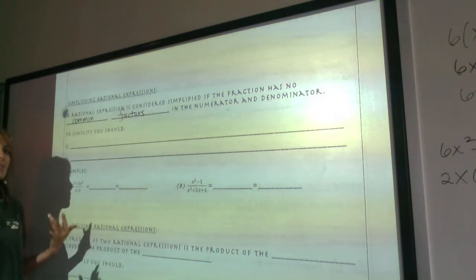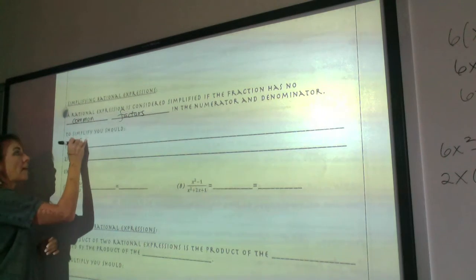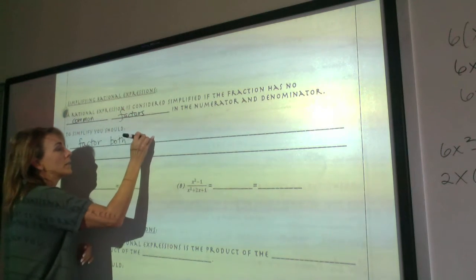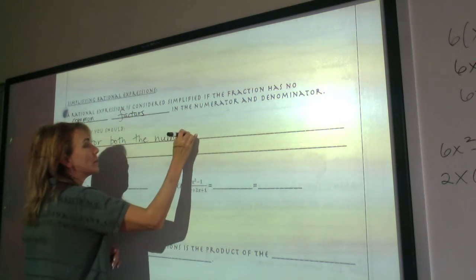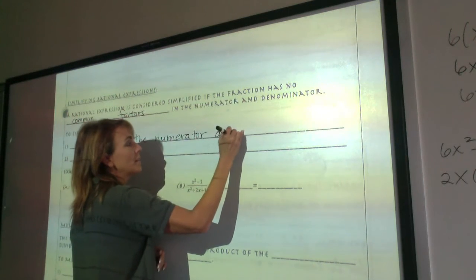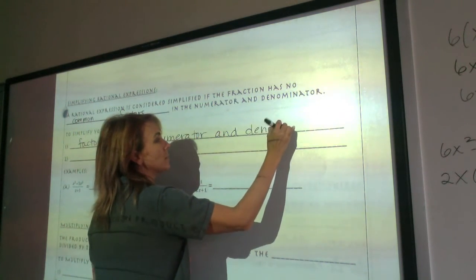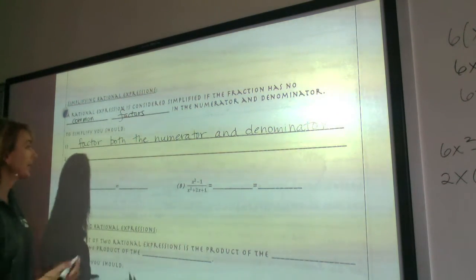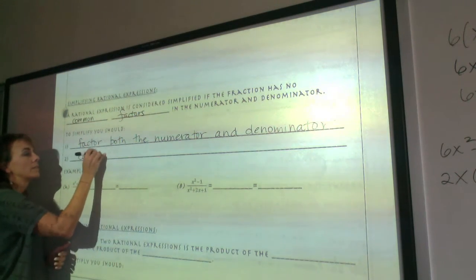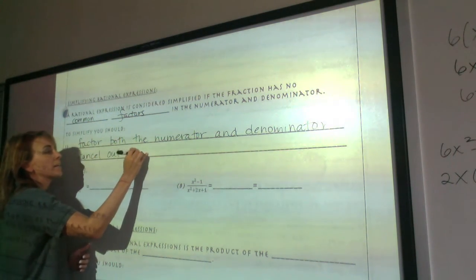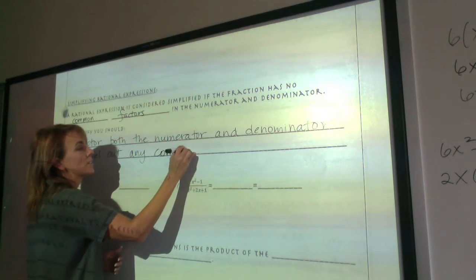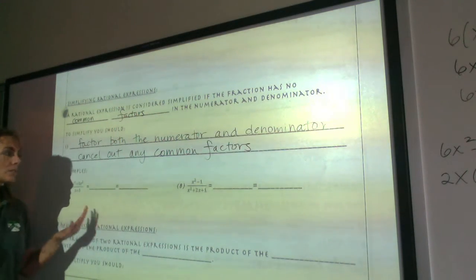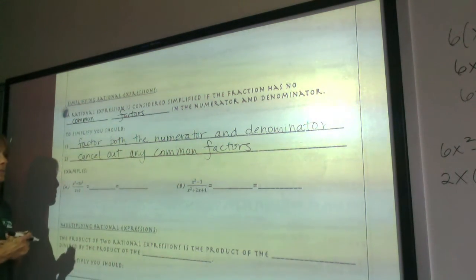So to simplify, there's a couple of things we want to do. First, we want to factor both the numerator and the denominator. And then, anytime that we see a common factor, we would want to cancel it. So we would cancel out any common factors. All right, so let's give this a whirl. We have two examples here that we're going to work through.